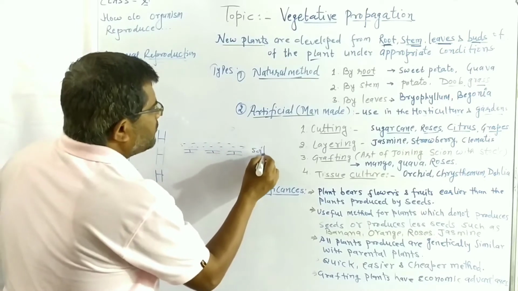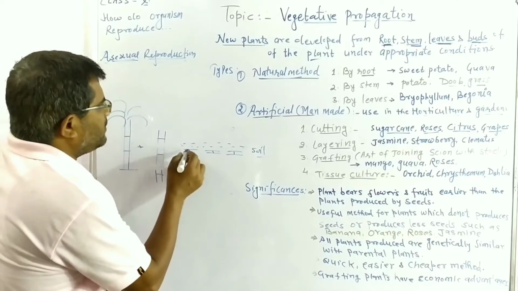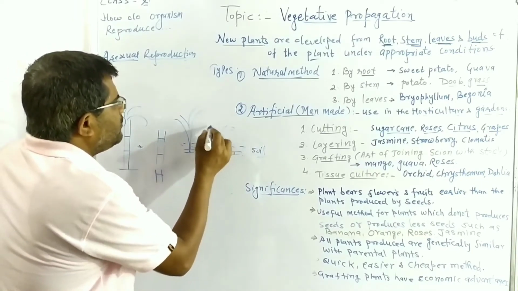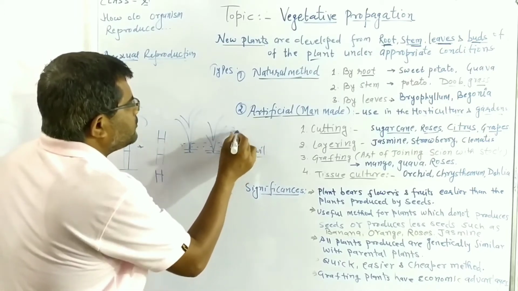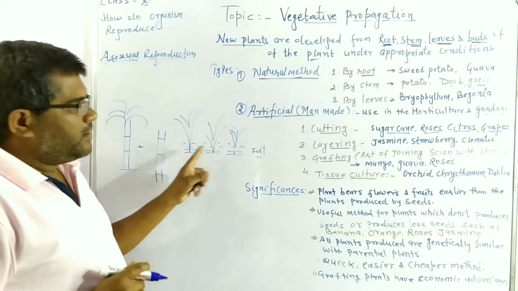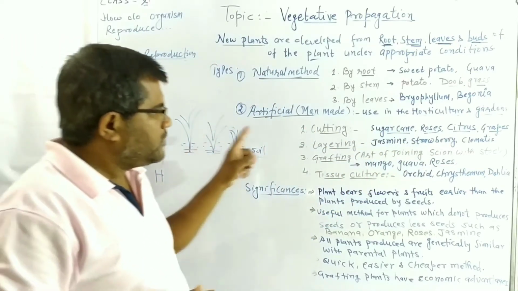So once you are covering with the moisture soil, from the node region new sugar plants are developed. Suppose these are the stem of sugar cane, then new plants of the sugar cane. If it is the stem of the rose, then new rose plants are developed. So this method is cutting.